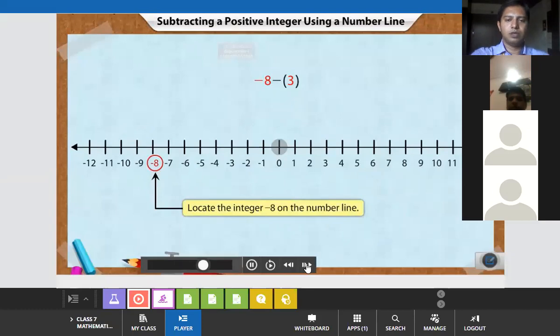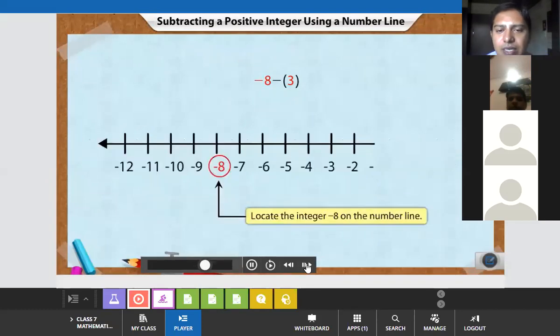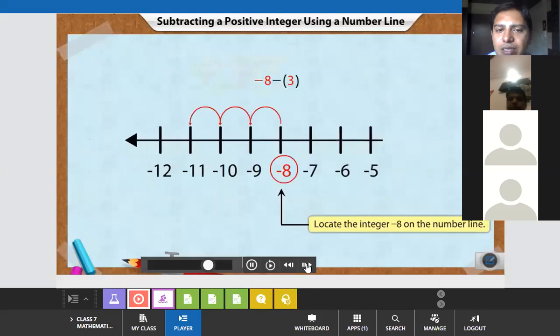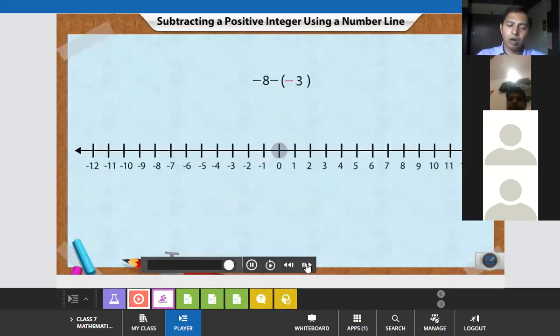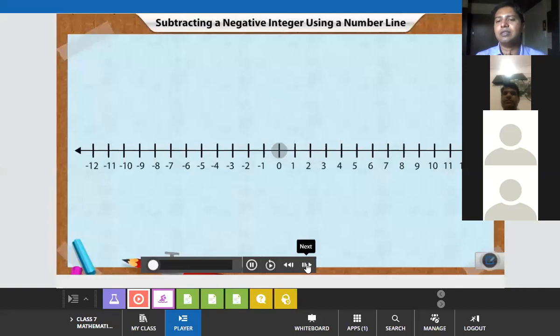So here the final was minus 8 and the initial was 3. Minus 8 minus 3. As it is subtracting 3, we will go towards the left-hand side of minus 8. So we mark minus 8 and we go towards minus 9, minus 10, minus 11. So if we subtract 3 from negative 8, the answer will become minus 11. But if we subtract minus 3 from minus 8, if we subtract a negative number from a number which is already negative, we will consider the inverse.